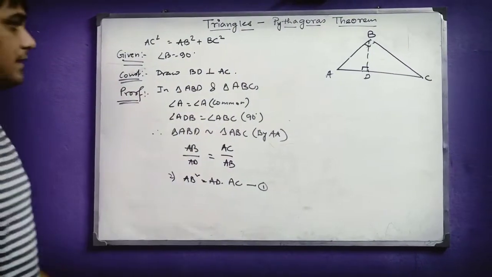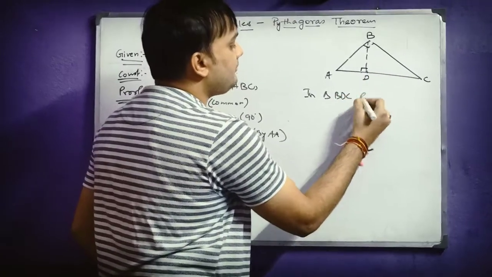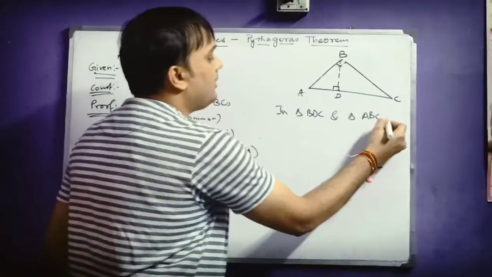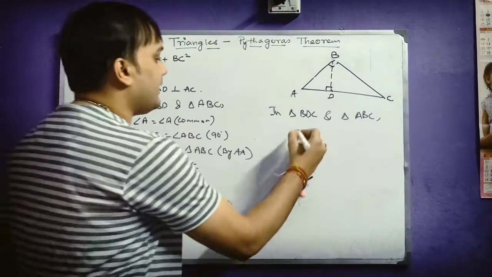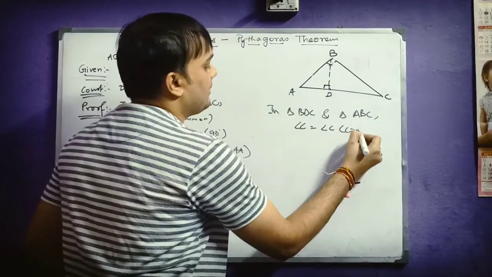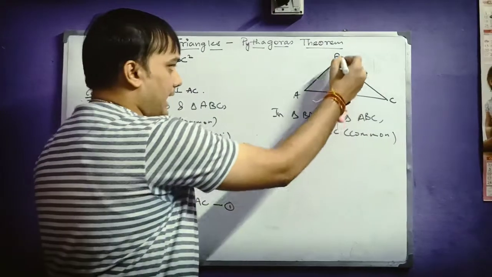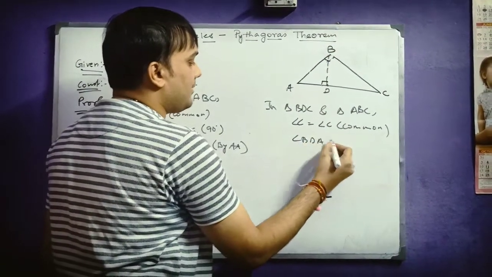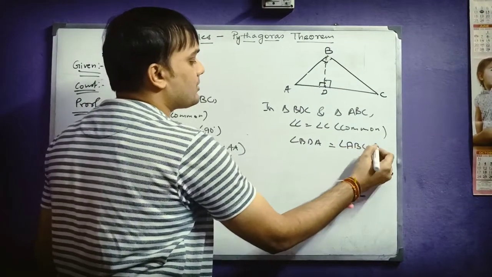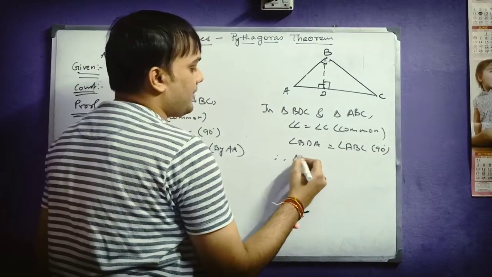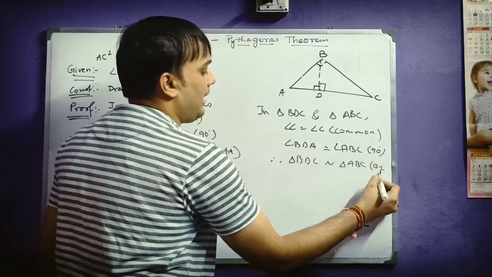Now let us come to this triangle. In triangle BDC and triangle ABC, we will now prove triangle BDC and triangle ABC similar. You can see here angle C is equal to angle C, which is common, and angle BDA is 90 and angle ABC is also 90 degrees. Therefore triangle BDC is similar to triangle ABC by the angle axiom.